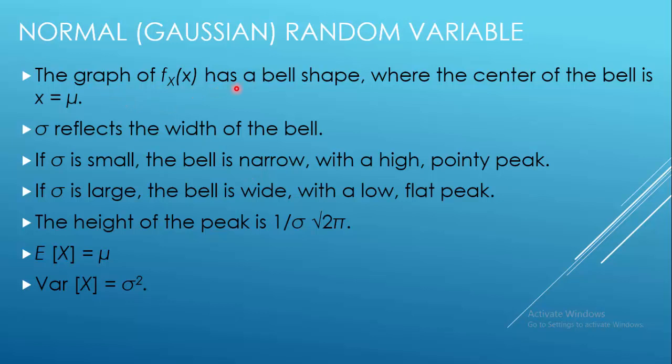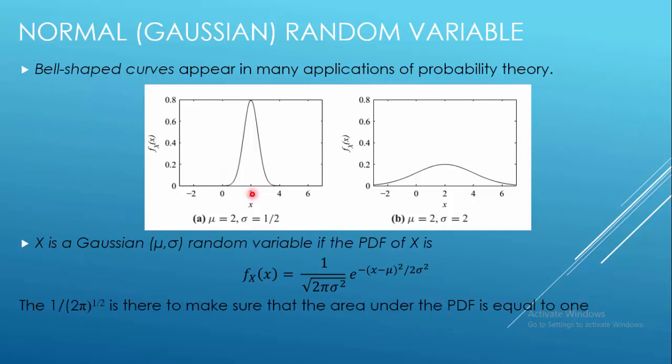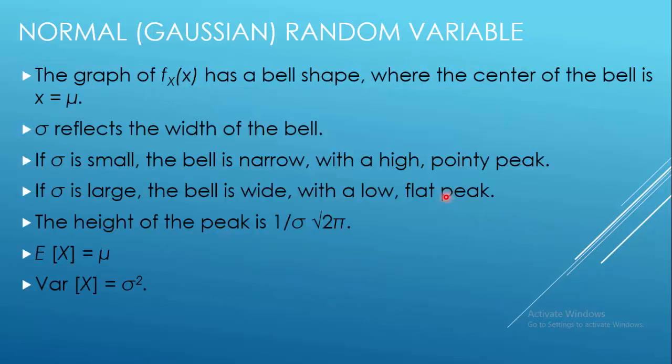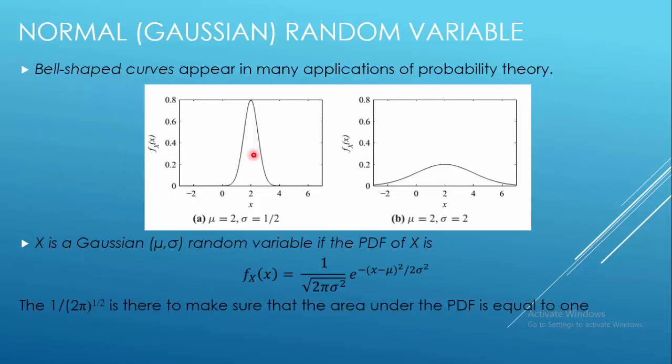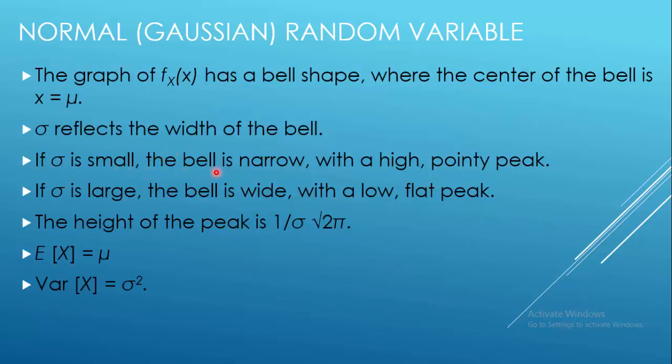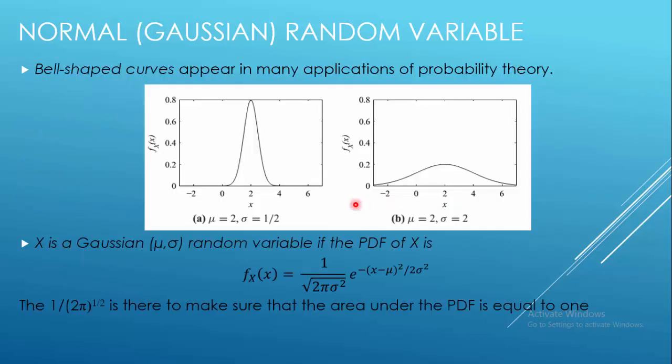The graph of f of x has a bell shape where the center of the bell is x equal to mu. That's what I have told you, that this is the mean value. 2 over here is the mean value. Sigma reflects the width of the bell, whether you call it dispersion or width of the bell. As you can see, the width of the bell over here is much less than this one. If sigma is small, the bell is narrow with a high pointy peak, and if sigma is large, the bell is wide with a low flat peak. So here you can see that the bell is narrow and sigma value is 1/2. When sigma value is large, sigma is equal to 2, then the bell is wide.